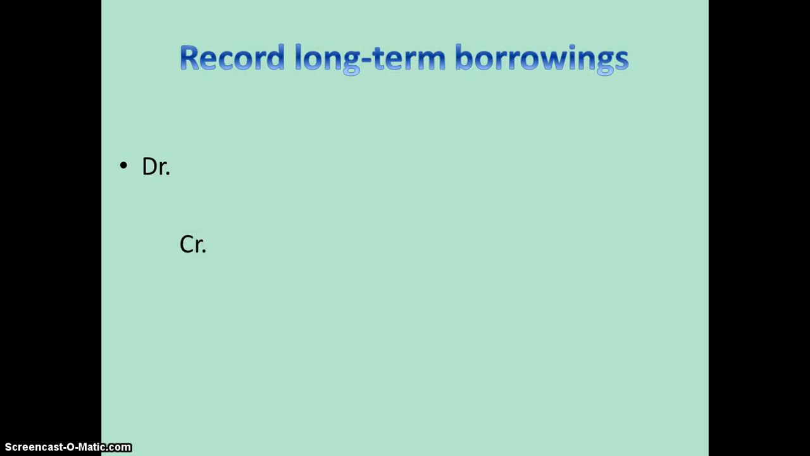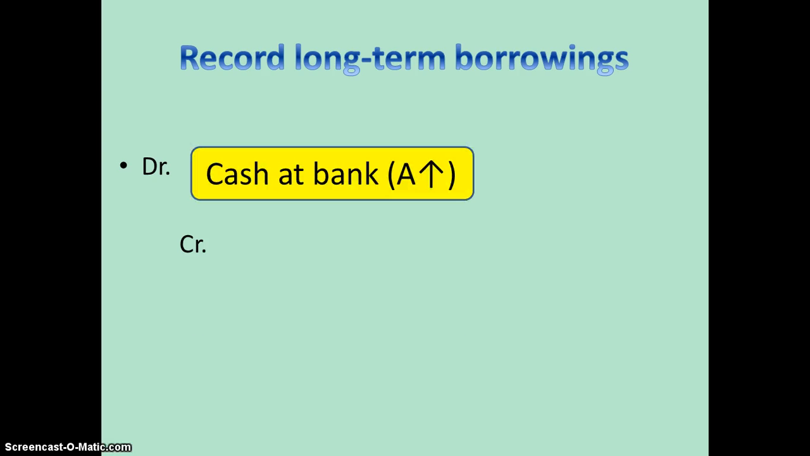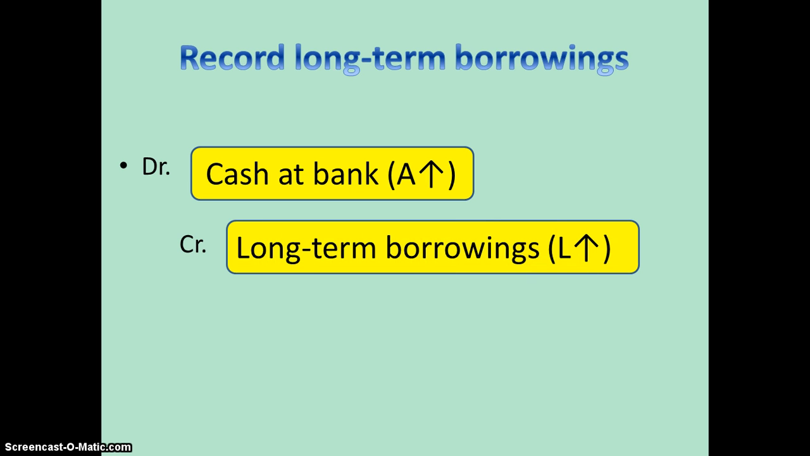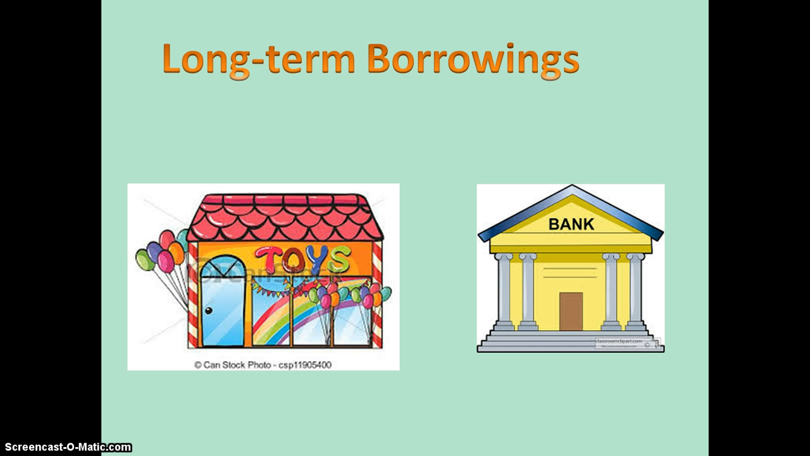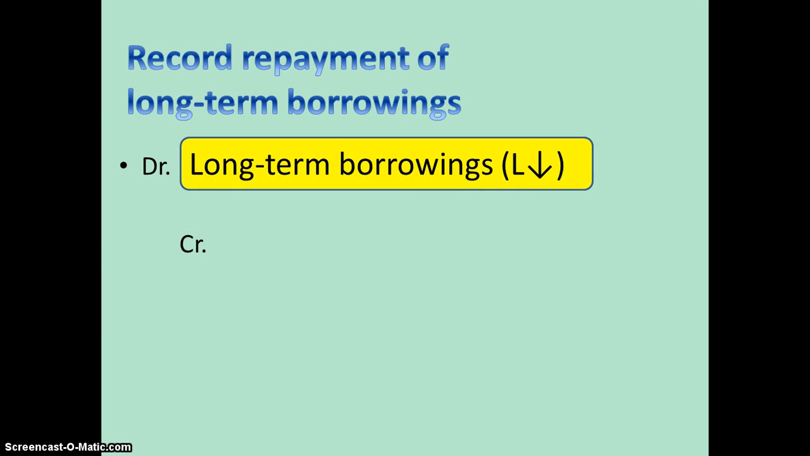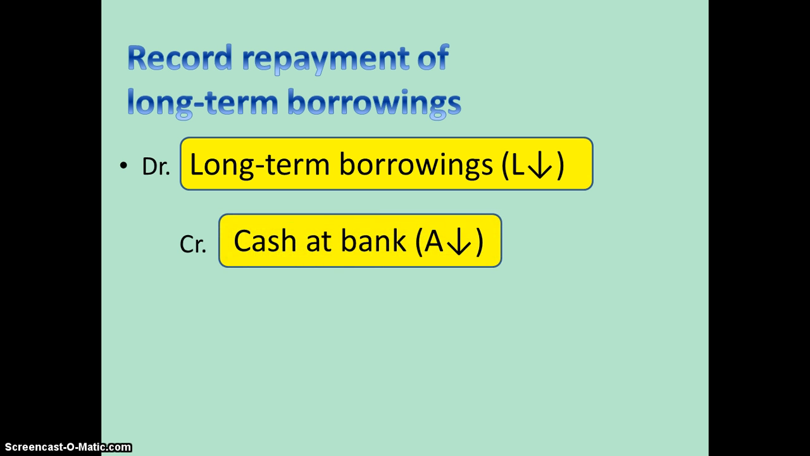To record long-term borrowings, the journal entry is debit cash at bank, as asset increases because the business receives the money. Credit long-term borrowings, as liability increases because the business owes the bank money, which increases the liability of the business. When the business repays the loan, the journal entry is debit long-term borrowings, as liability decreases, credit cash at bank, as asset decreases.